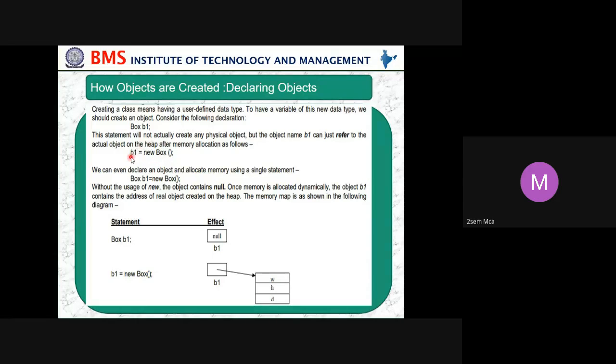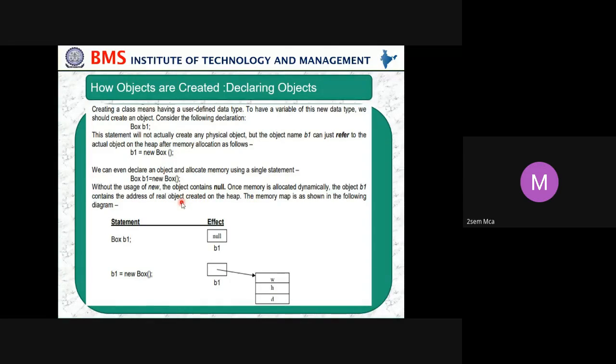That is stored in b1. So we can even declare a box either in two steps or in a single step. Declare an object and allocate memory using a single statement, that is, Box b1 = new Box. Without the usage of new, the object contains null. Once memory is allocated dynamically, the object b1 contains the address of the real object created on the heap.